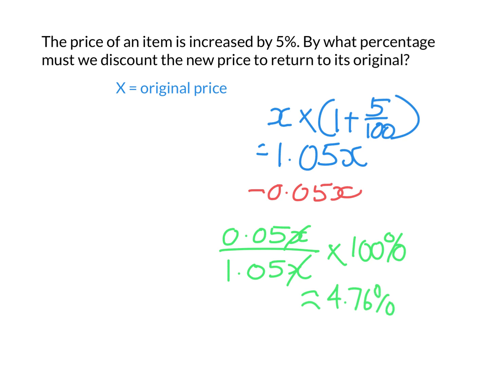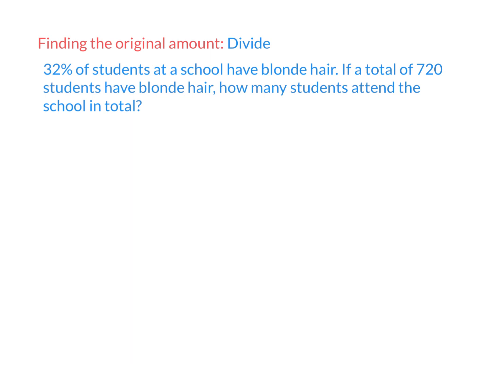As we sort of learned on the previous slide, if you increase a number by 5%, decrease the new number by 5%, you're going to be slightly less than where you started with. All right, let's now look at finding the original. So in all our examples, whether it be calculating percent of a quantity or increasing or decreasing by a given percentage, we've always multiplied. When you're finding the original amount, you divide.